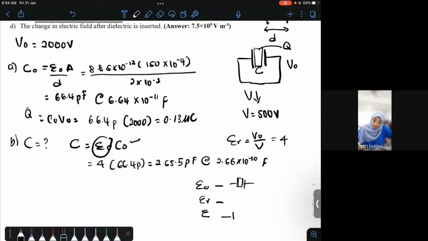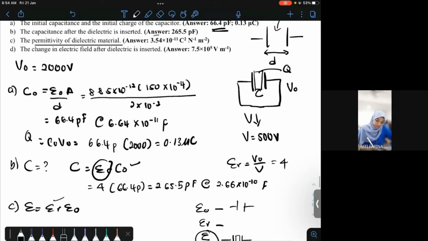Sekarang kawasan itu kita dah isi dengan dielectric. So dia akan jadi permittivity of dielectric, iaitu epsilon. Epsilon adalah epsilon R darab dengan epsilon naught. Epsilon R ada 4, epsilon naught 8.85 eksponen negatif 12. Tekan calculator, you get this answer. Unit, pastikan kamu dapat deduce lah. Okay.